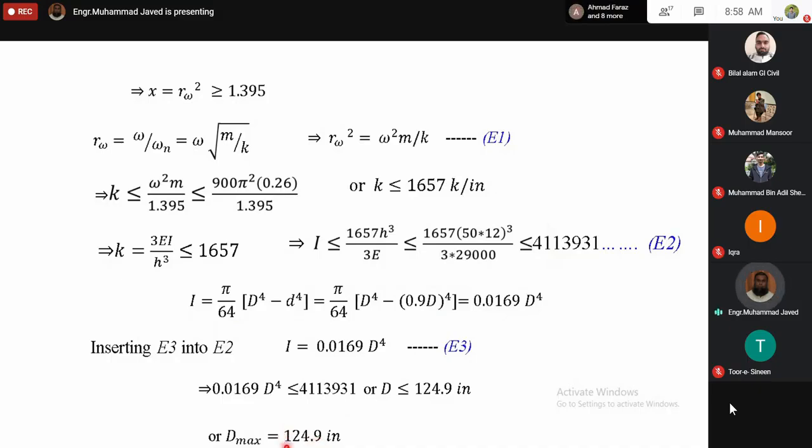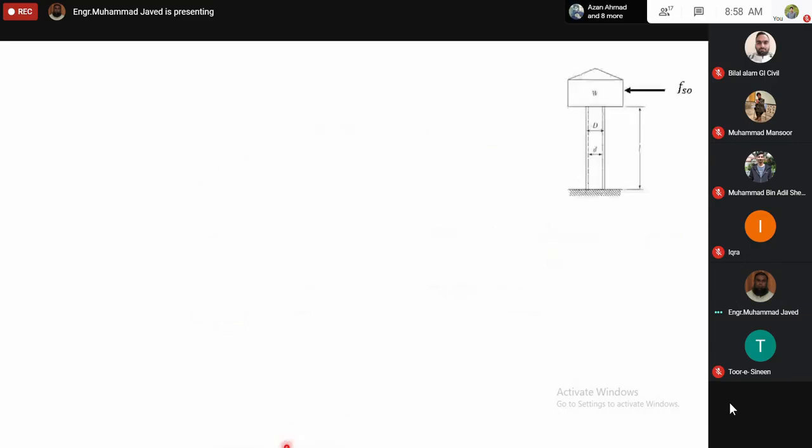So we will now check the second condition. In this case, the maximum stress at the bottom will be due to axial force, that is the weight, and bending moment produced due to elastic restoring force. Peak equivalent static force is unknown, which is K into U naught. We have the value of K, but we don't know what is the value of U naught.